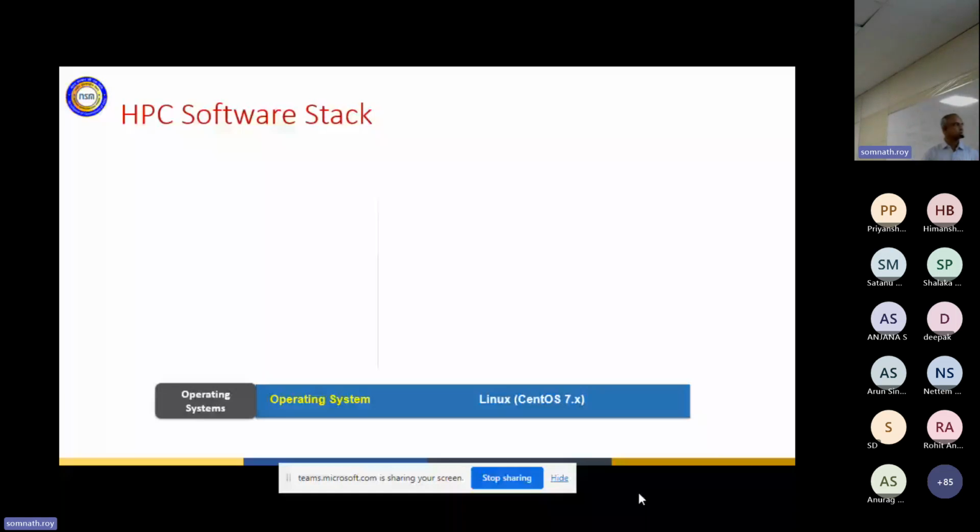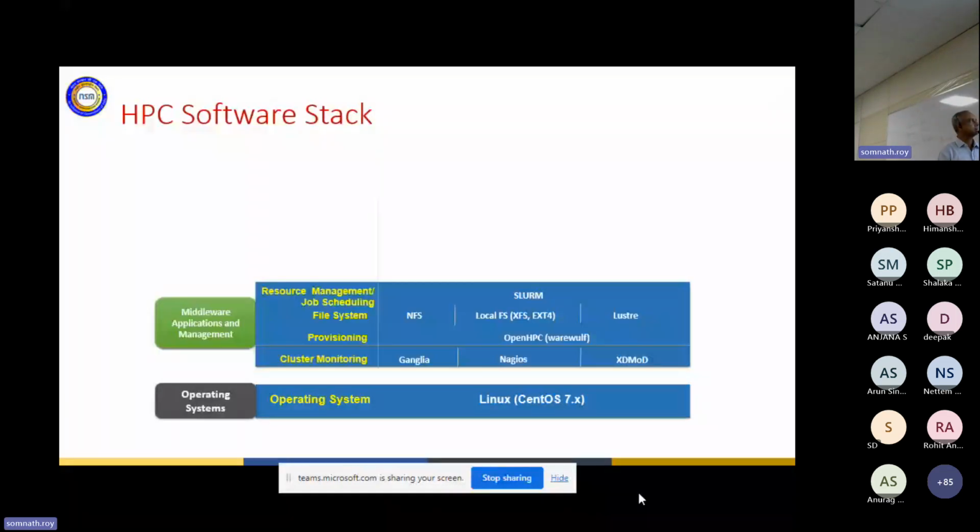So at the lowest level is the OS. Then comes the middleware. In this, there are 3 things. First is the monitoring. Somebody asked this question, so there is a monitoring tool: a client which is running on each of the nodes, and there is a server.